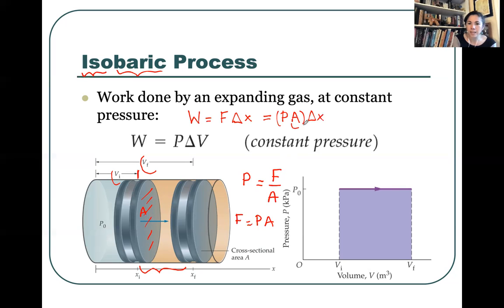And you can see that A times delta x, that means that I'm multiplying this part by this. That's actually my change in volume. So that's going to be pressure times the change in volume. Okay, so that's the amount of work that's going to be done by my gas.